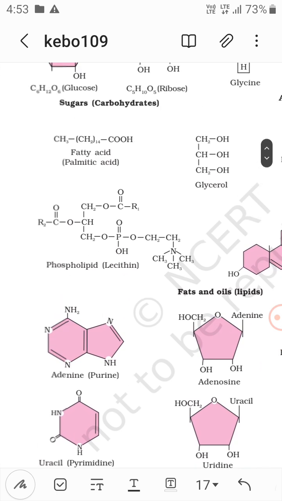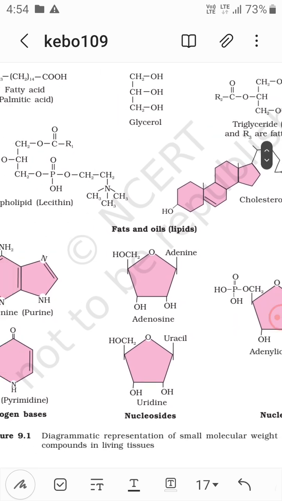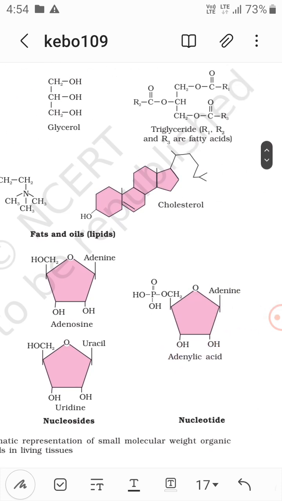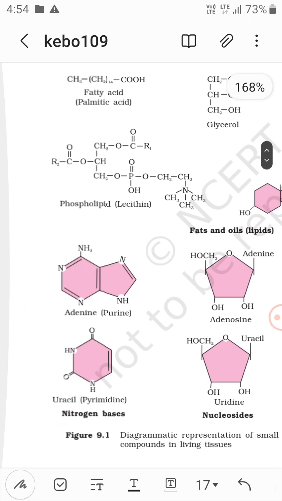Now phospholipid, it is lecithin. It contains two fatty acids, R1 and R2, and one phosphoric acid, that is H3PO3, I guess, H3PO4, and then choline. You see it's a quaternary nitrogen because it is attached to three CH3 groups. Then fats and oils, these are lipids. Cholesterol, you see an OH group is present. One heterocyclic ring is also present in cholesterol.